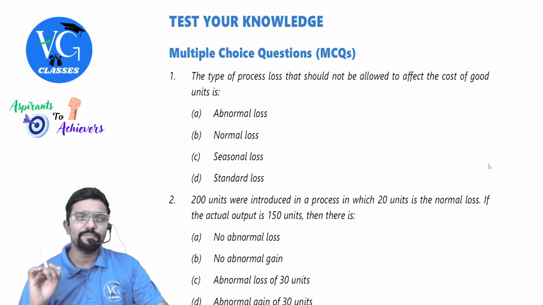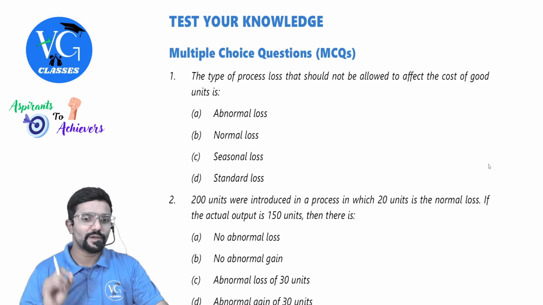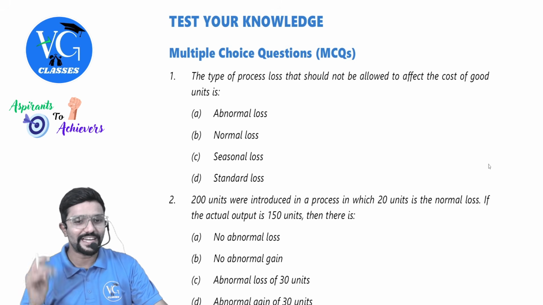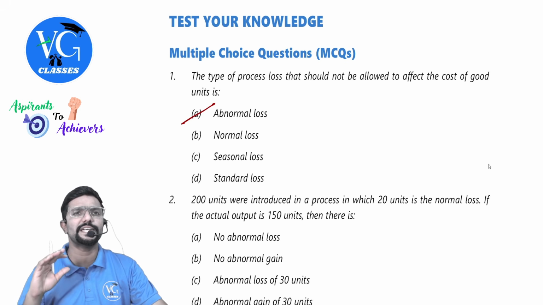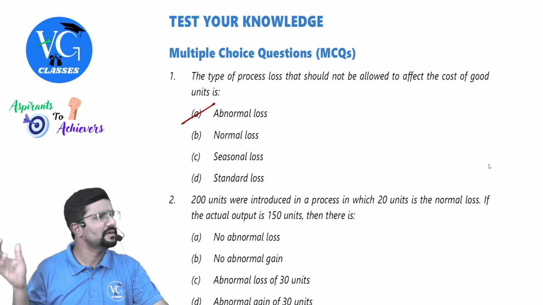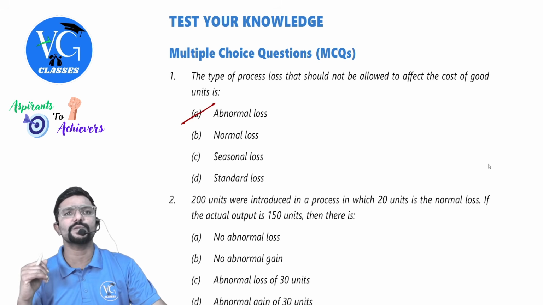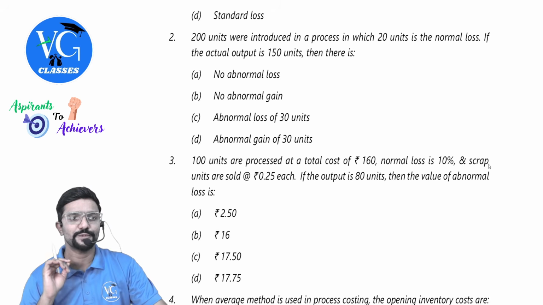First, the type of process loss that should not be allowed to affect the cost of good units is: abnormal loss, normal loss, seasonal loss, standard loss. Abnormal loss. Why so? Because we will value it separately and send it to costing P&L account, or we will transfer it to abnormal loss account. From there, we will transfer the net loss to costing P&L account. So this will not affect our cost of production.